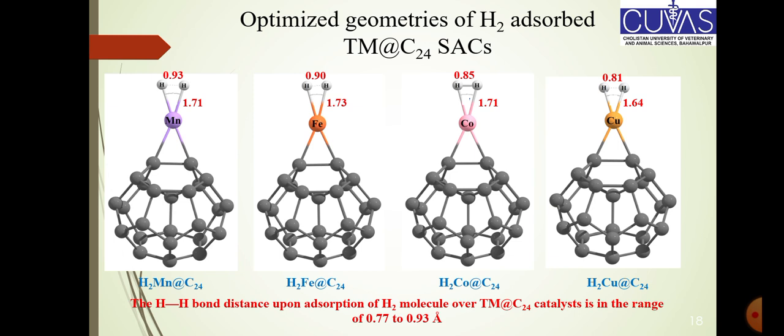Adsorption of the hydrogen is conducted on all the transition metal doped C24 complexes. Here we present the complexes that demonstrated a noticeable change in hydrogen-hydrogen bond distance upon their adsorption. Hydrogen-hydrogen bond distance lies in the range of 0.77 to 0.93 angstrom. Among the studied hydrogen metal complexes, the longest hydrogen-hydrogen bond distance upon adsorption is observed for the manganese complex, which indicates a strong interaction between hydrogen and manganese complex.